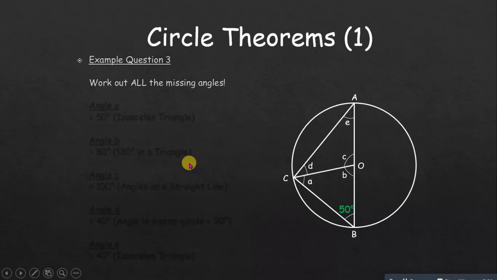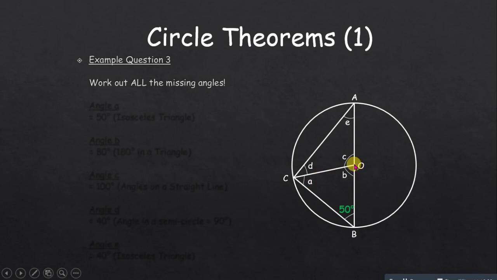Now we take the third example. We are still on theorem 1. Work out all the missing angles. So we are looking for A, B, C, D, E. Work out all the missing angles. Just looking at the theorems we just proved, we know only one angle, which is the 50 degrees. But once you know one of the angles, you should be able to know the other angle.